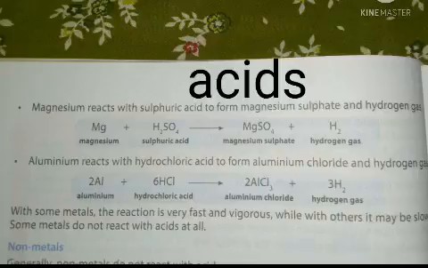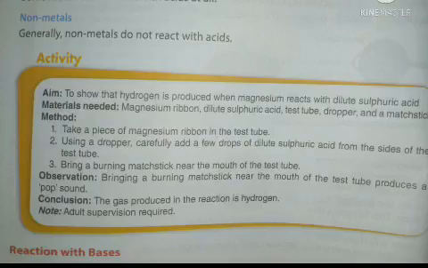With some metals, the reaction is very fast and vigorous, while with others it may be slow. Some metals do not react with acids at all. Non-metals generally do not react with acids. Let us do an activity with the aim to show that hydrogen is produced when magnesium reacts with dilute sulfuric acid. The materials required will be magnesium ribbon, dilute sulfuric acid, test tube, dropper, and a matchstick.